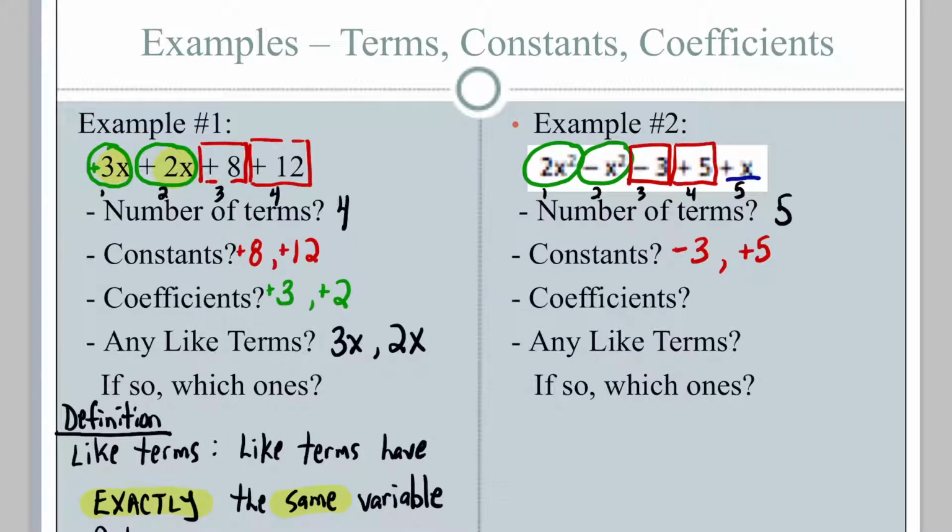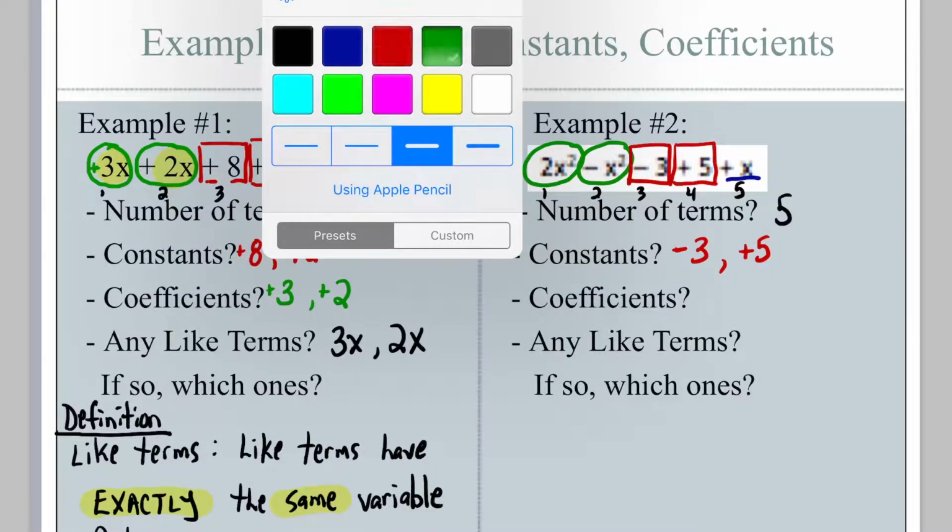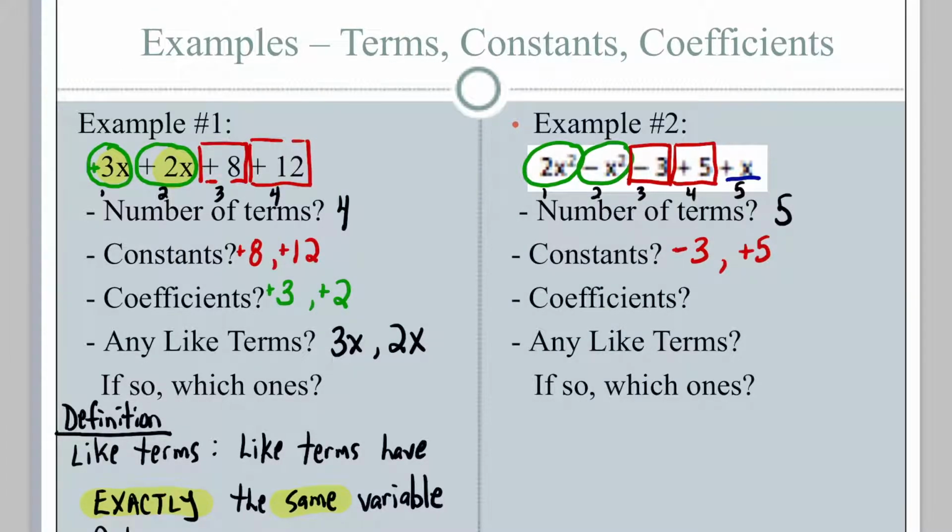Our coefficients once again are the numbers that are multiplied by a variable. And so we have a variable 2x squared, or x squared is our variable. And so we have a 2. Remember, the x squared is not a coefficient. That's the entire term. Just the 2 is the coefficient. Once again, that's a +2.